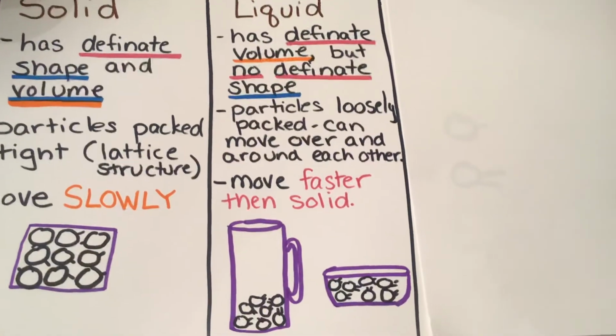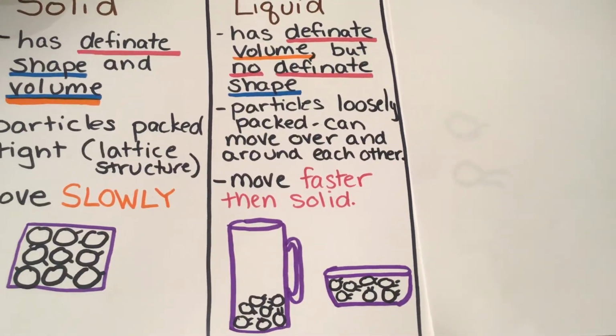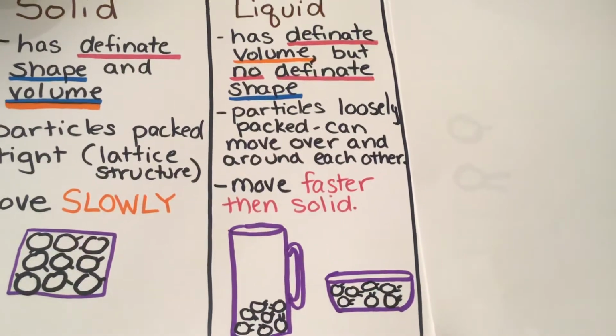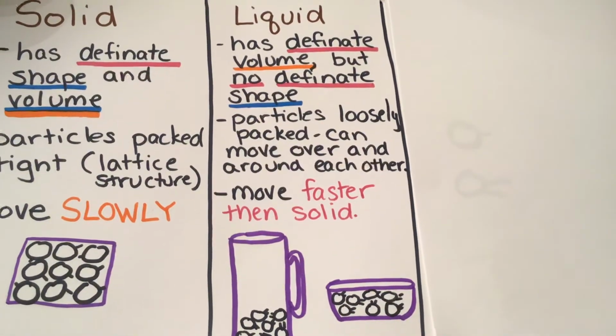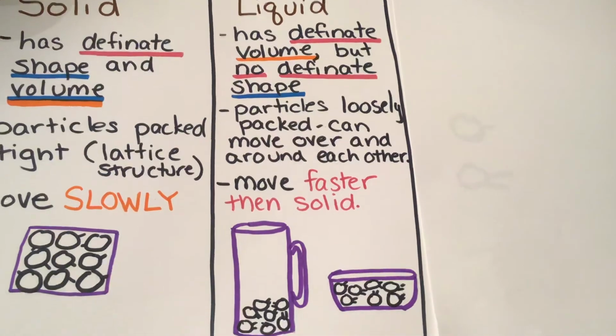The particles are much looser. They're loosely packed together, and they can move around each other. So that's why liquids flow. They move faster than a solid.